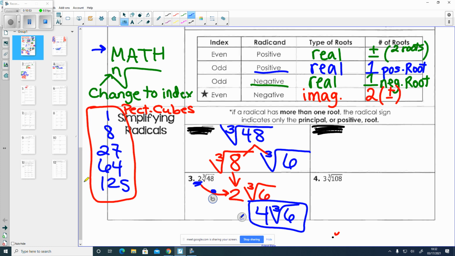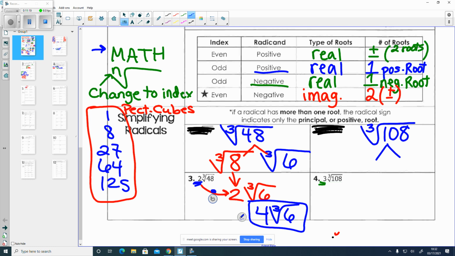All right, let's do number 4. Same idea. We have a 3 on the outside. Everyone sees the 3 that's in the problem? We're going to save that for later. You're going to multiply it at the end, okay? So I'm going to ignore it for now, and I'm going to do the cubed root of 108.